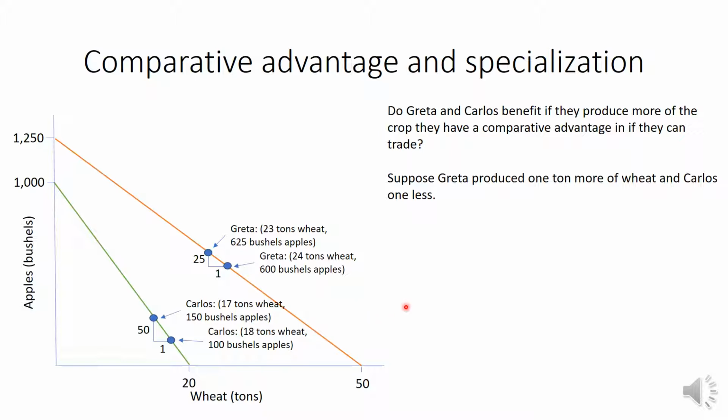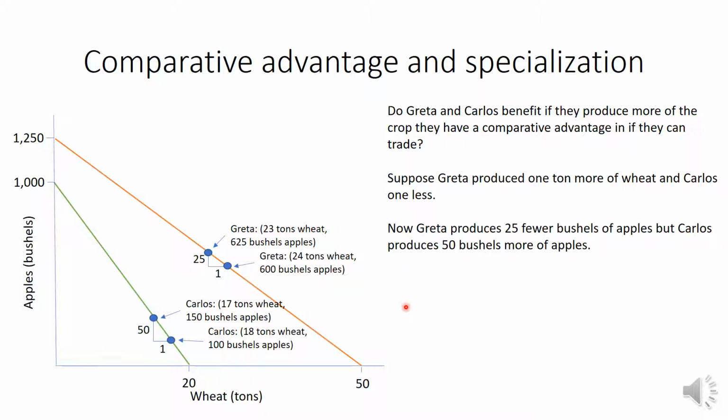What's happened to the total production across both of their farms of wheat and apples? Well, they produce the same amount of wheat because Greta decided to produce 1 ton more, Carlos 1 ton less. Greta produces 25 fewer bushels of apples, and Carlos produces 50 bushels more. And so what that means is that the total production of grain across both of their farms is the same. But apple production has gone up by 25 bushels. So between the two of them, there's now more to go around.